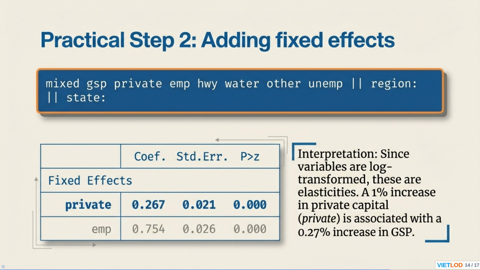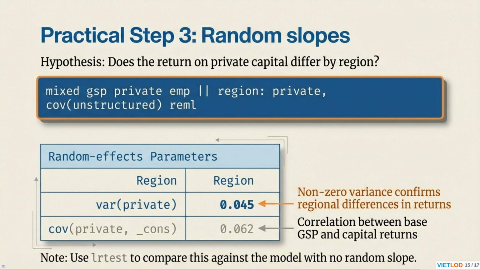Looking at the results, for instance, the coefficient for private capital is 0.267. Since both the dependent variable, GSP, and the independent variable, private capital, are log transformed, this coefficient can be interpreted as an elasticity. This means that, on average, a 1% increase in private capital is associated with a 0.27% increase in gross state product, all else being equal. We now have the average effect of these factors, but the next question is whether these effects vary by region or state. To answer that, we'll need to consider adding random slopes.